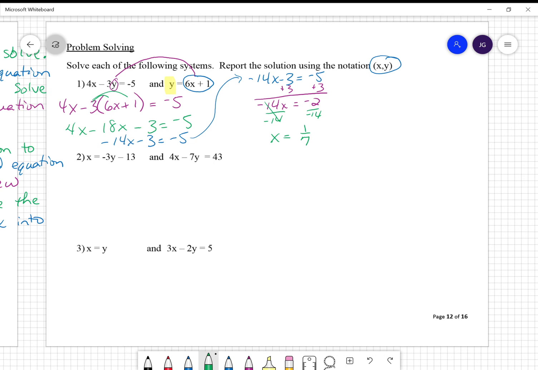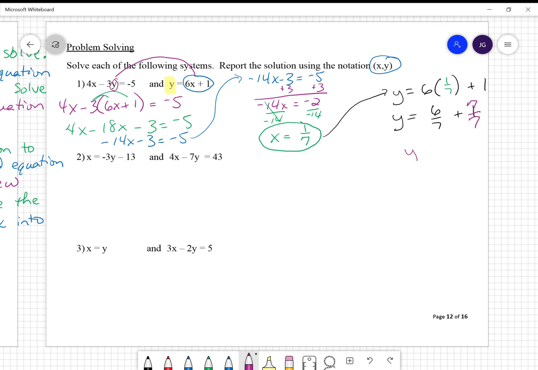All right. Now I have x. I'm going to plug that in to find y. I'm going to use the second equation. y equals 6 times 1/7 plus 1. y equals 6/7 plus 1. Well, I can write 1 as 7/7, and I have a common denominator. y equals 13/7. So my answer would be the ordered pair x is 1/7, y is 13/7.